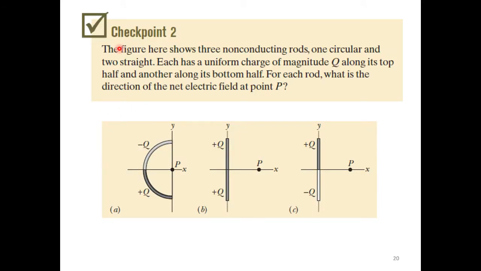So next is a quick checkpoint. The figure shows 3 non-conducting rods, one circular and 2 straight. Each has a uniform charge of magnitude Q. One along the top half and another along the bottom half. For each rod, what is the direction of the electric field at this point? So this is just to let you practice how to cancel some of the components, how to determine which components can be added together.